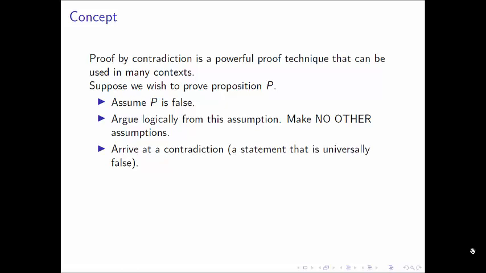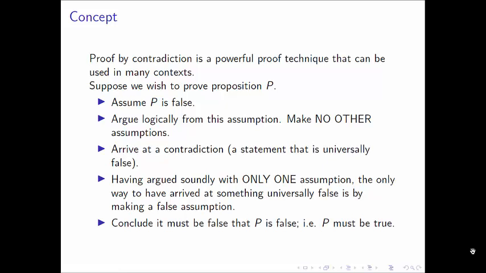After making this assumption, we're going to argue logically from it. We're not going to make any other assumptions, and we're not going to make any type of incorrect or unsound reasoning. From this false assumption, our goal is to arrive at a contradiction. And remember that in mathematics, the word contradiction has a very specific meaning. It means a statement that is universally false.